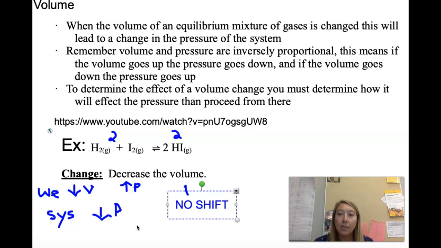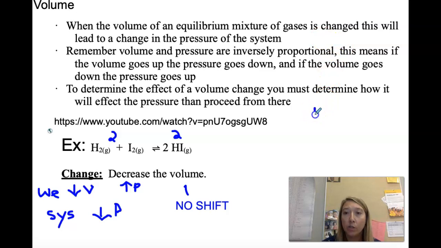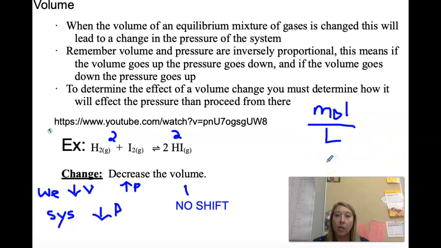However, that doesn't mean our concentrations won't change. It's just they're all going to change in the same way. And the reason they're going to change is, if you think about the units of concentration, they are moles per liter. By changing the volume of the container, we have just changed how many liters we have. So even though there is no shift, we're going to find that all of these concentrations are going to change, right?